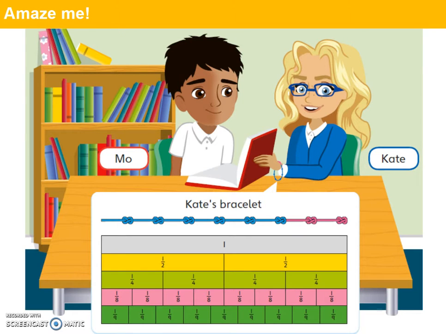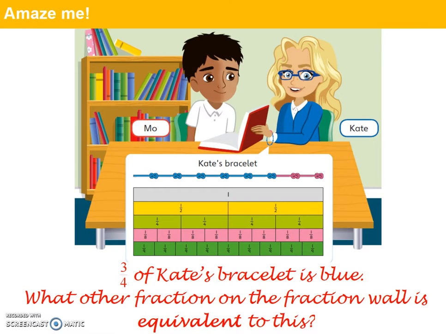Now turning to our textbook, we can see our first question relates to Kate's bracelet and the amount which is going to be different colours, because we can see the fraction wall underneath. For 1a we're told 3/4 of Kate's bracelet is blue. What other fraction on the fraction wall is equivalent to this?